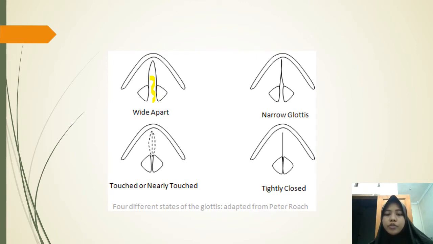Also, the glottis position can be narrow. It is not completely closed, but the folds are narrowing toward each other. The third position is touching or nearly touching, or you can also say vibrating. So you have a vibrating glottis here. And the last one is tightly closed. The glottis can be tightly closed like this.